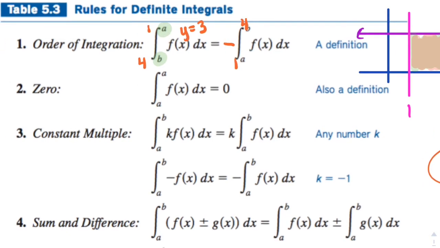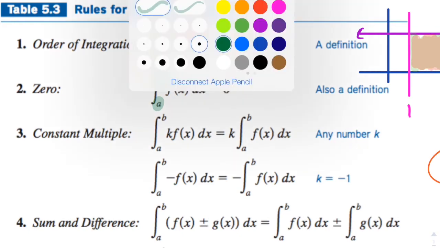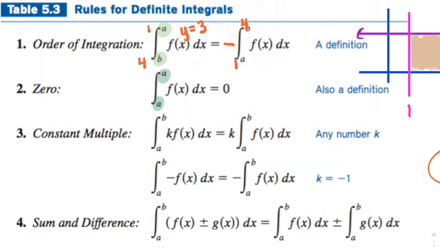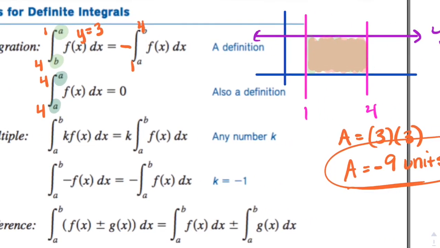All right, the second rule here is this one, and it's from A to A. Well, if we're going from the same number to the same number, let's say we were going from 4 to 4, we are not going to have any thickness of an area here. Let's get rid of that. I'm going to move this here.